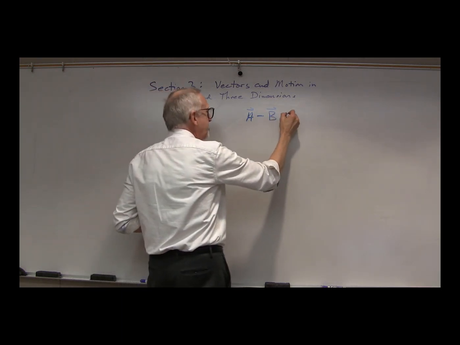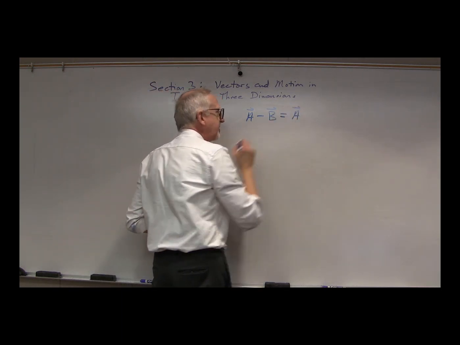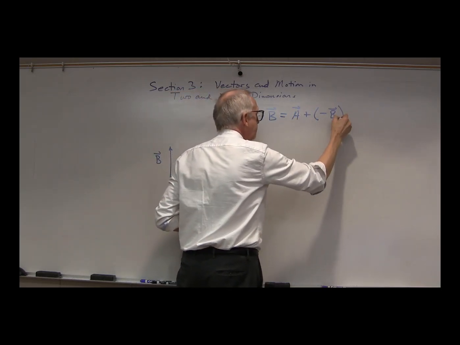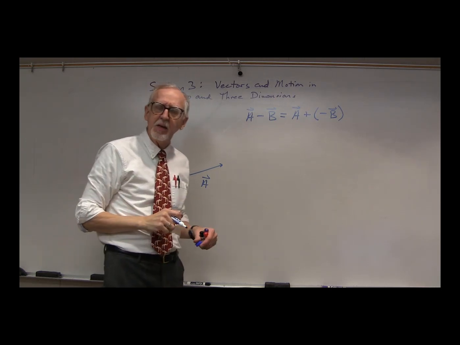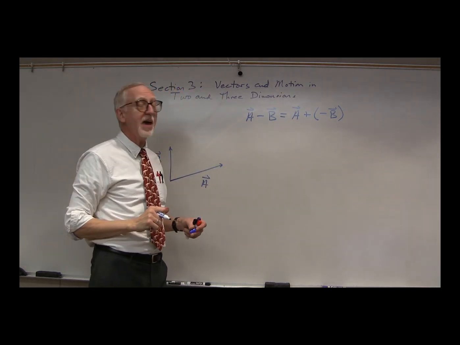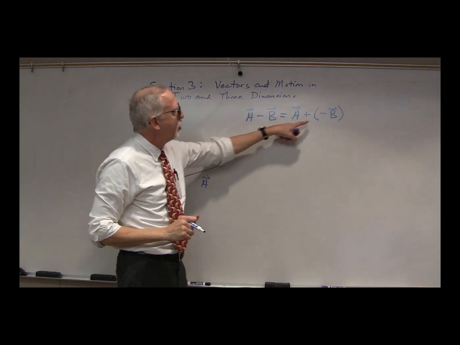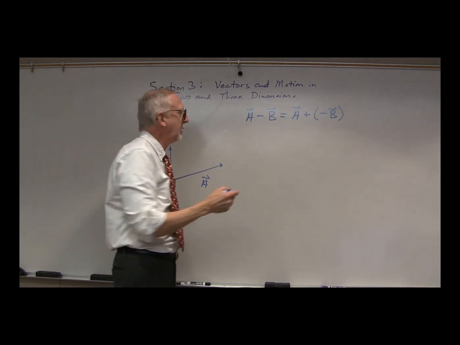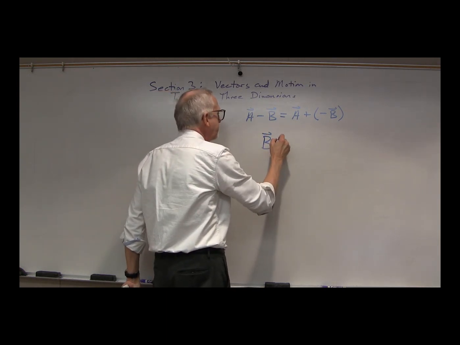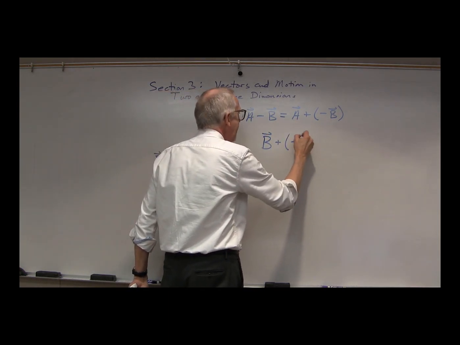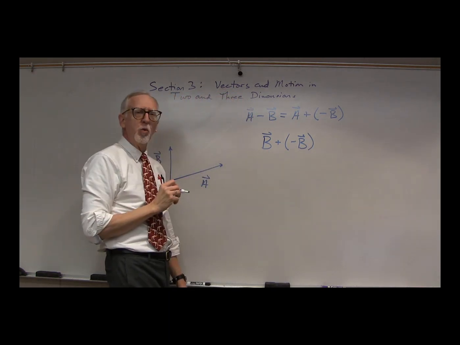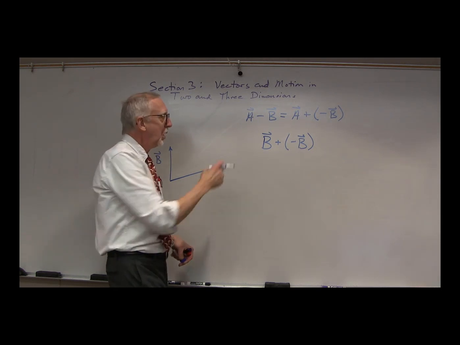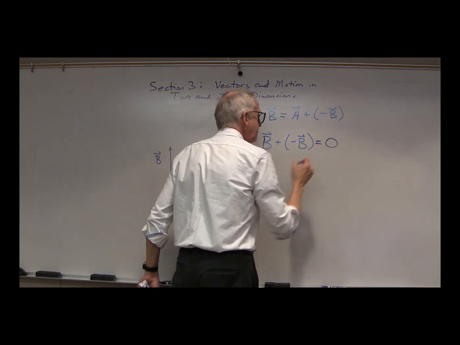Well, I would imagine that we would agree that A minus B should be the same as A plus negative B. So what is negative B? What is the negative of a vector? Well, if we had a vector B and we added the negative of it, what do you think we should get? If you take a number and add its negative, what do you get? Well, we would expect that that should give us 0.